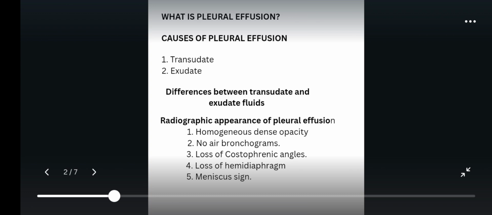So what is pleural effusion? Pleural effusion is simply the accumulation of fluid in the pleural cavity. What is the pleural cavity? The pleural cavity is the space between the layers of the pleura. The pleura consists of two layers, the parietal and the visceral layer.